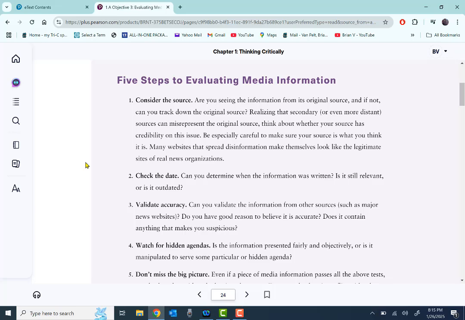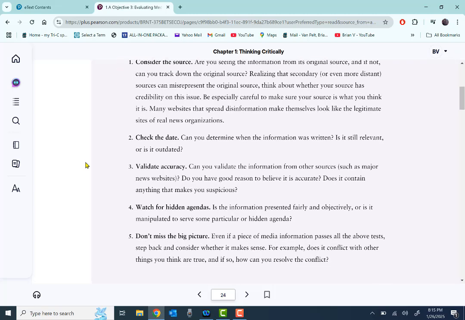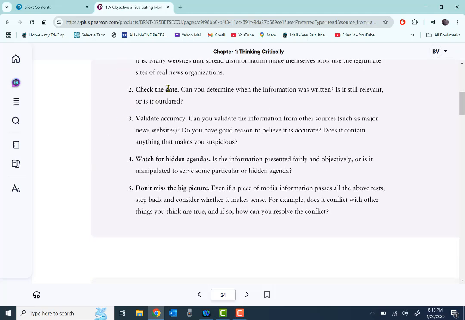Check the date. The dates could be talking about something that is a totally different time period. I've seen this used before when people will put up memes or something and make it look like it's from a current time period when it's from many years ago. Validate the accuracy. Always do fact checking whenever you can.